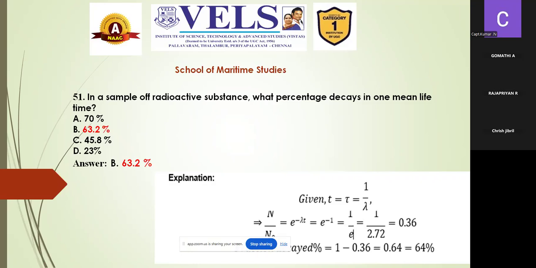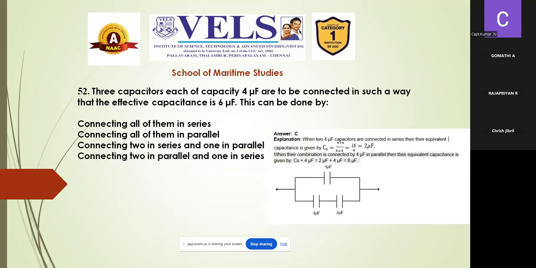Now we are going to find the decayed fraction in one mean lifetime. 1 minus 0.36 is equal to 0.64. We can write 0.64 multiplied by 100, so 64 percentage. The option is B, 63.2 percentage.